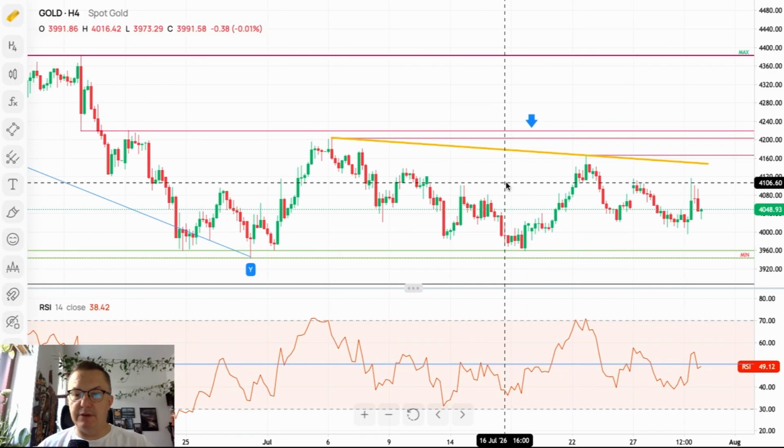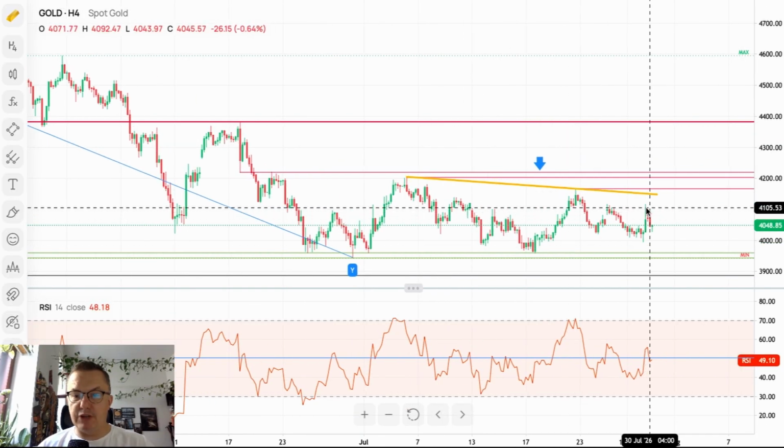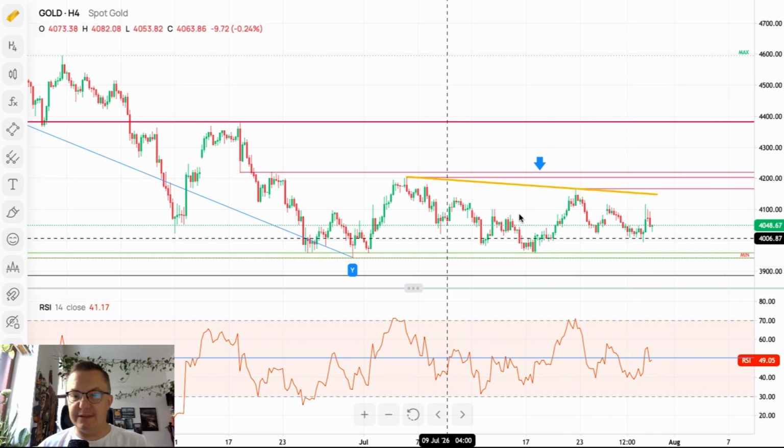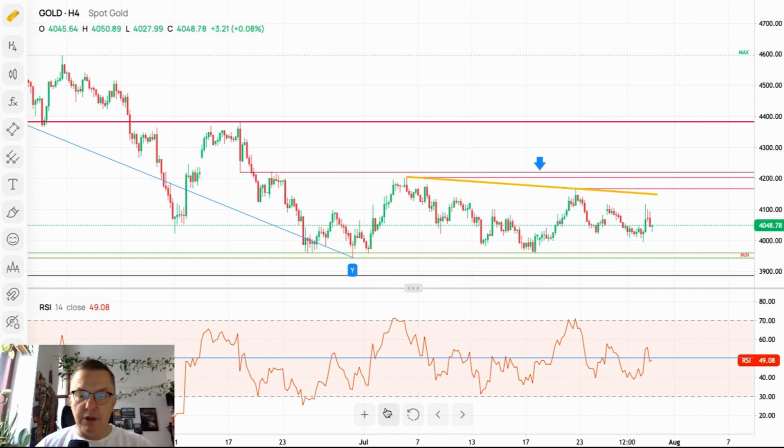Gold market doesn't do anything after the interest rate decision. A little bit of a jump to the upside. Nevertheless, we are still inside of the range. This market is range defined, and we can't do much about it.